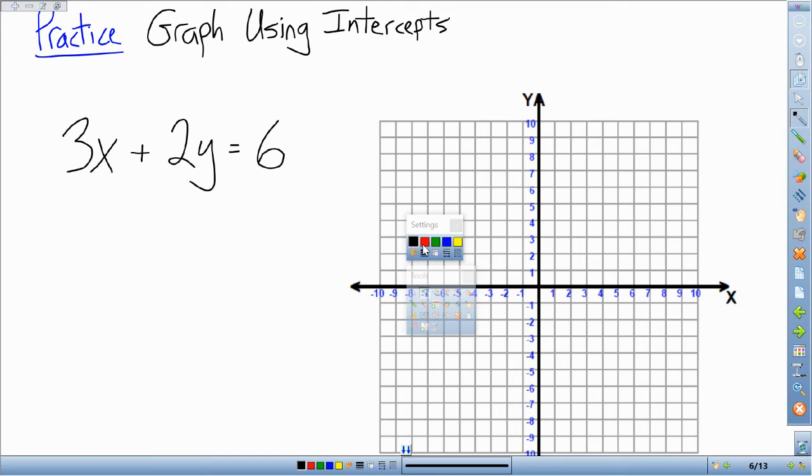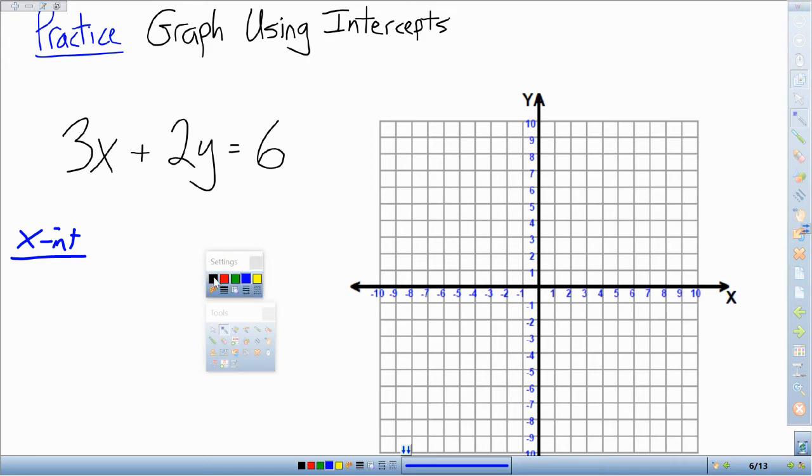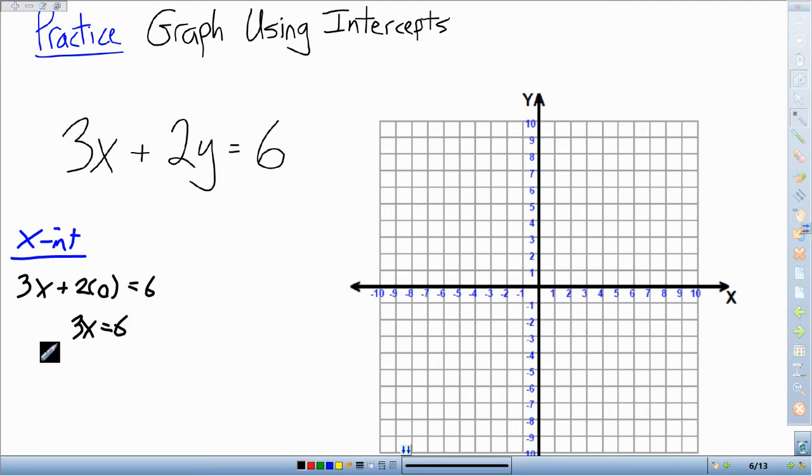All right, so starting with my x-intercept, plugging in 0 for y, I have 3x plus 2 times 0 equals 6. That disappears. 3x equals 6. Divide by 3, x equals 2. I'm going through this really quick. If you need a pause, that's fine. But I'm assuming that you tried this on your own and that you're doing just fine. So there's my coordinate, 2 on the x, 0 on the y. So over here, there is my x-intercept.